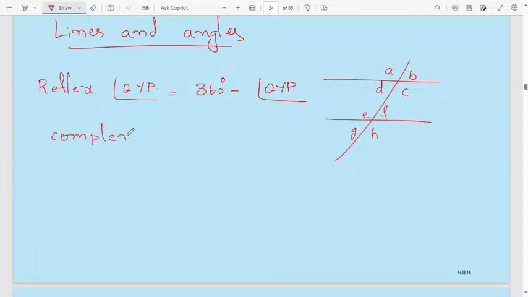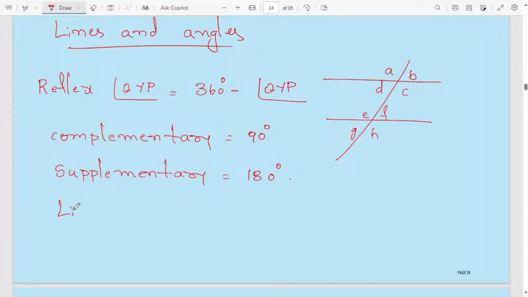Then what is meant by complementary angles? Complementary means the sum of the angles is 90 degrees. Then supplementary means the sum of the angles is 180 degrees.